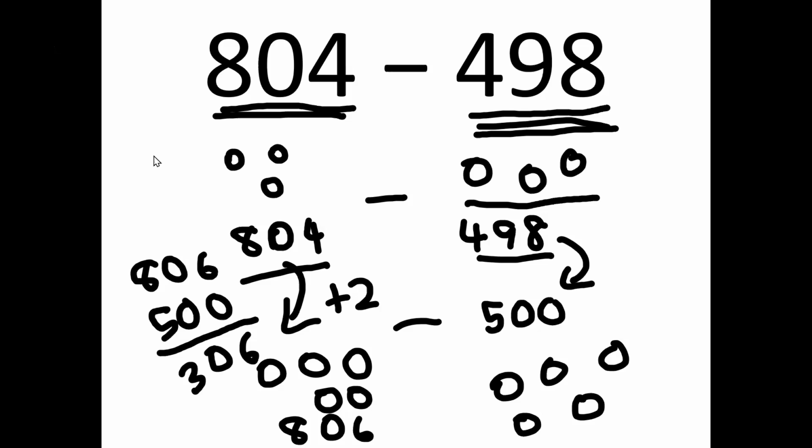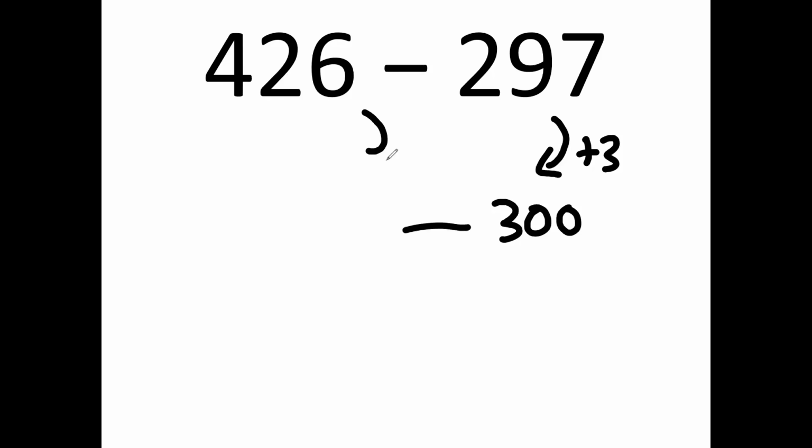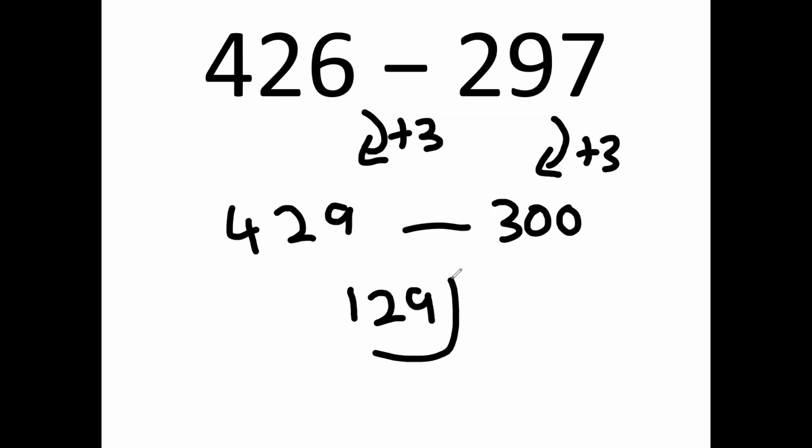Let's try a next one. Let's do 426 minus 297. If we add three balls to this pile, right, we get 300. If we add three balls to this pile, we get 429. 429 minus 300 is 129.